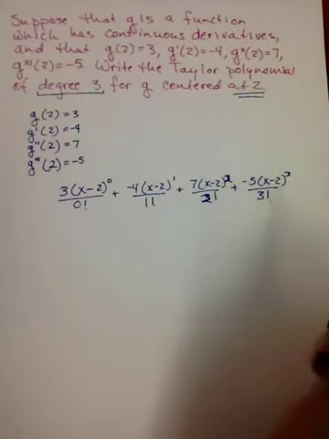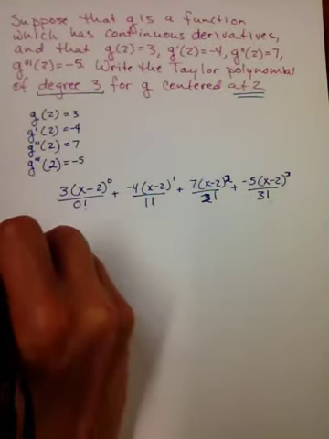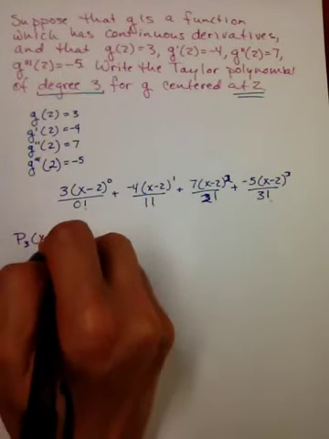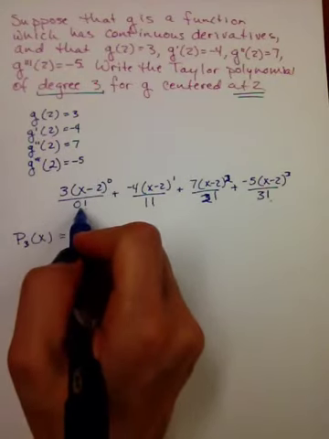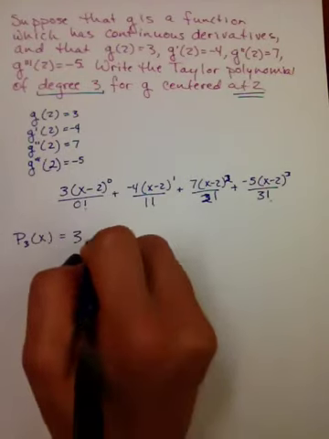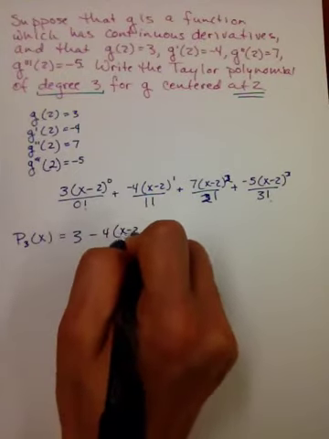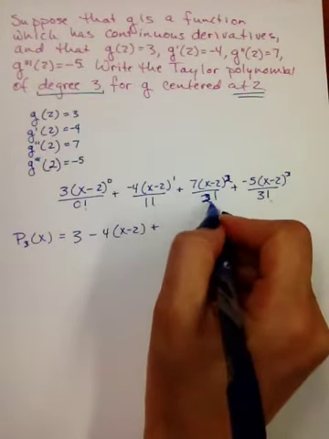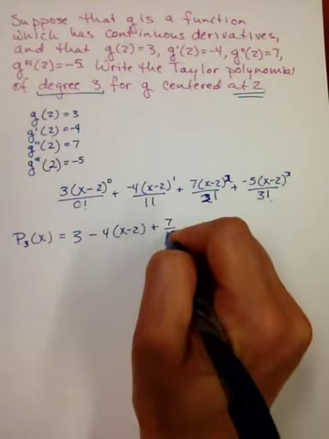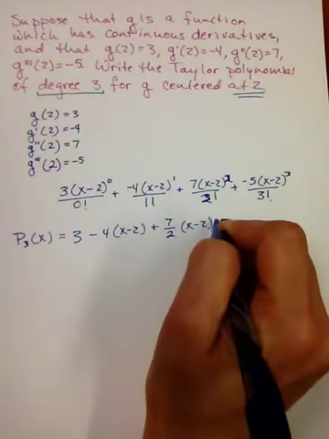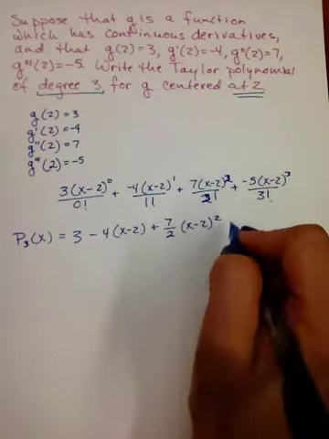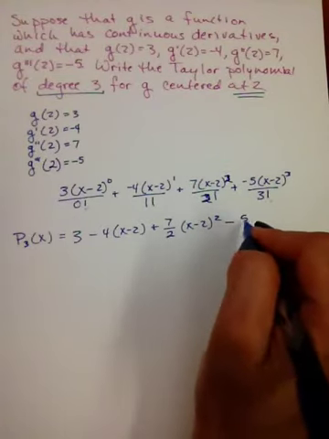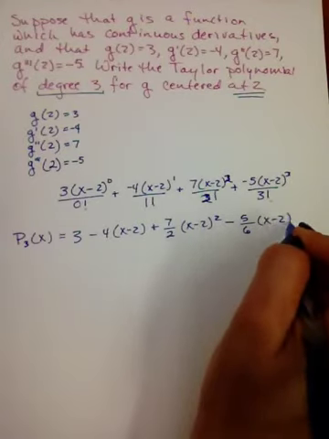And then I'm going to simplify this a little bit. So I would say the Taylor polynomial of degree 3, P3 of x, would equal, now anything to the 0th power is 1, 0 factorial is 1, so this is just a 3, minus 4 times x minus 2, and then 1 factorial is 1, plus 2 factorial is 2 times 1, so 2, 7 halves, x minus 2 squared, minus, this is 3 factorial, which is 6, 3 times 2 times 1, minus 5 sixths, x minus 2 to the third.